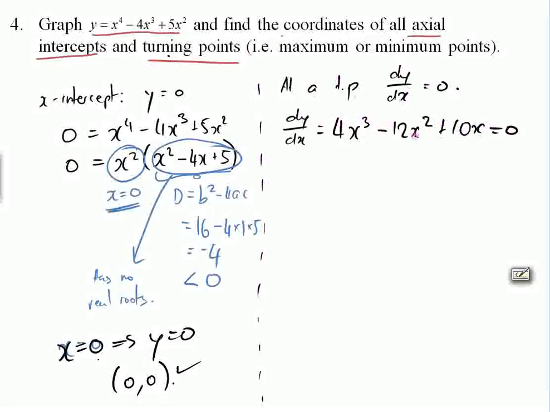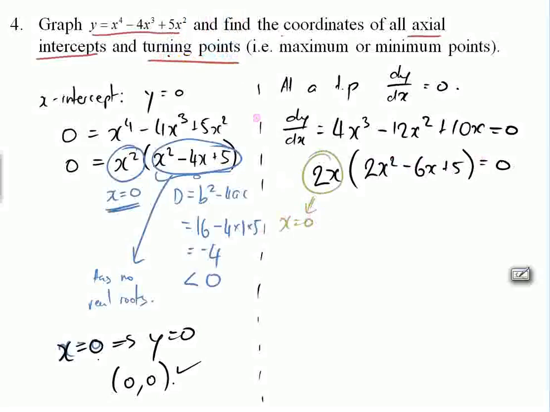What does that give us? Again, an x factors out. In fact, we can factor out 2x this time, and we get 2x squared minus 6x plus 5. So again, this one tells us that it's possible that x equals 0. This is one possible solution. What about this one?